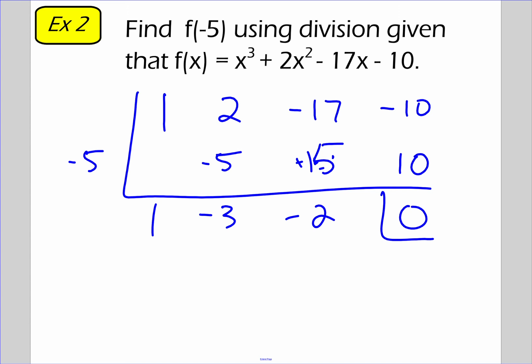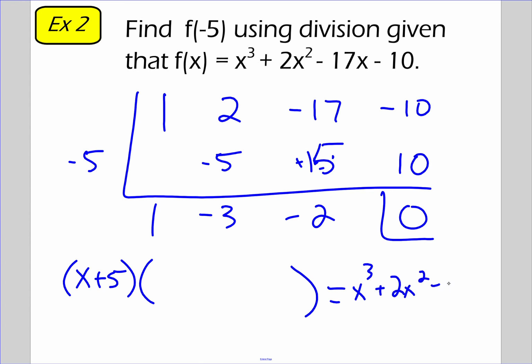So our remainder is 0. It tells us the value of the function there is 0. It tells us that -5 is a 0. And if -5 is a 0, it tells us that x plus 5 should be a factor. And we should be able to multiply x plus 5 times something to get x cubed plus 2x squared minus 17x minus 10. What that something is, is what's left over here: x squared minus 3x minus 2. And you can multiply those together to check that.